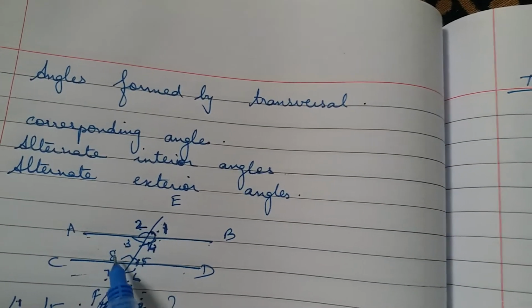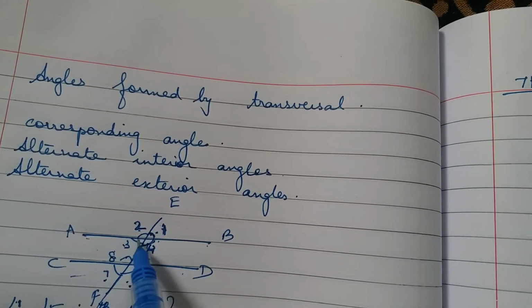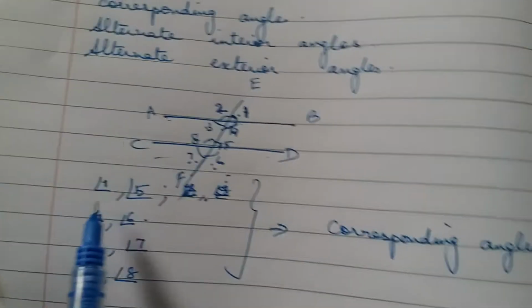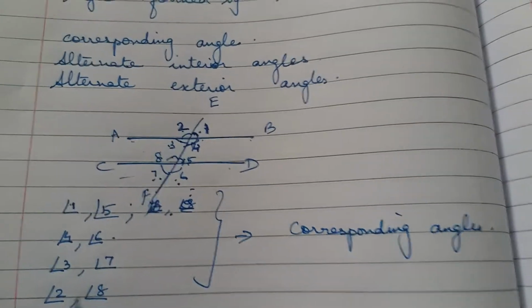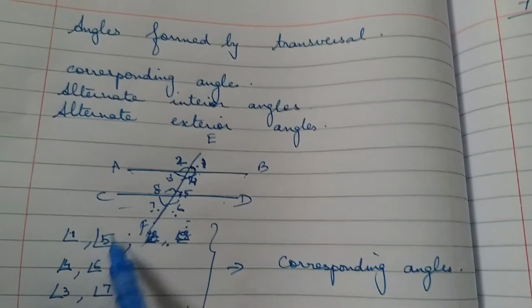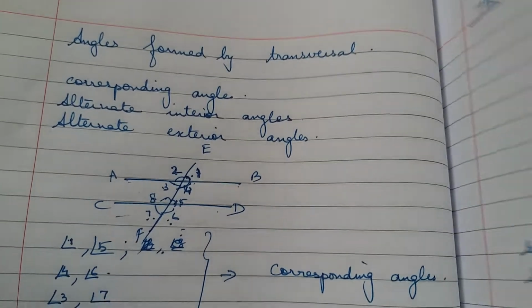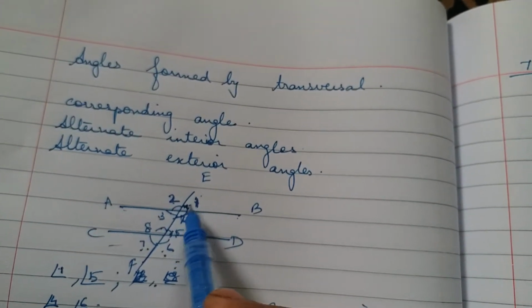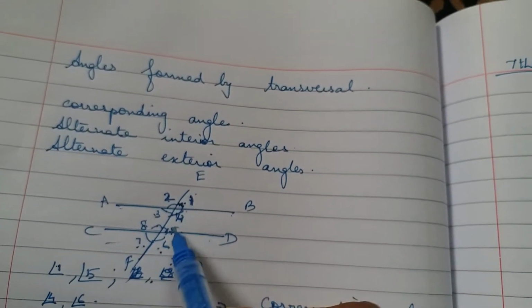Same way, 2 and 8 are corresponding angles. 3 and 7 are corresponding angles. That's what I have written here: 1 and 5, 4 and 6, 3 and 7, 2 and 8. You can write the corresponding angles according to the numbers you give for the angles. It is not necessary that it has to be like this only. So angle 1 you are seeing on the top of the line. Here also you see the top of the line, 1 and 5.